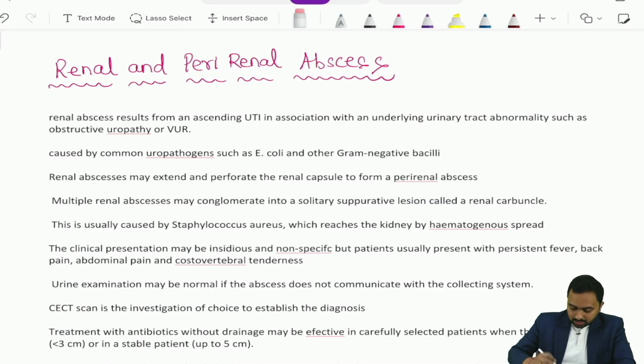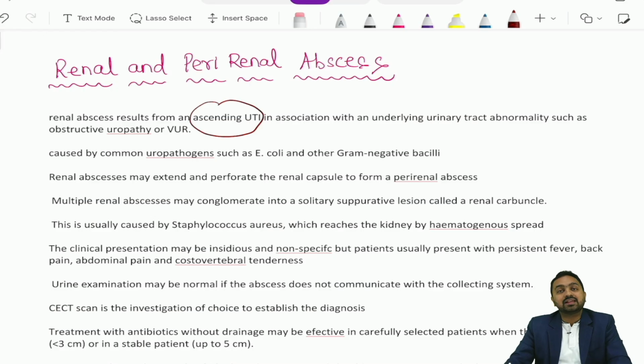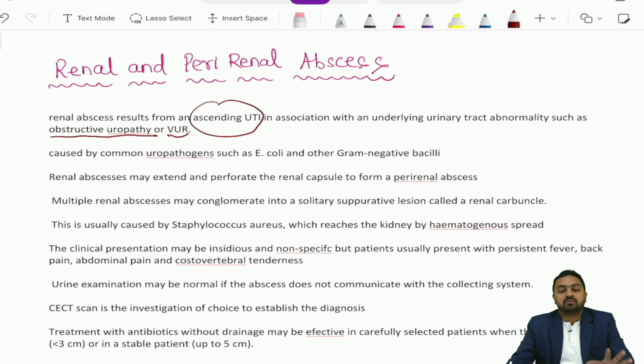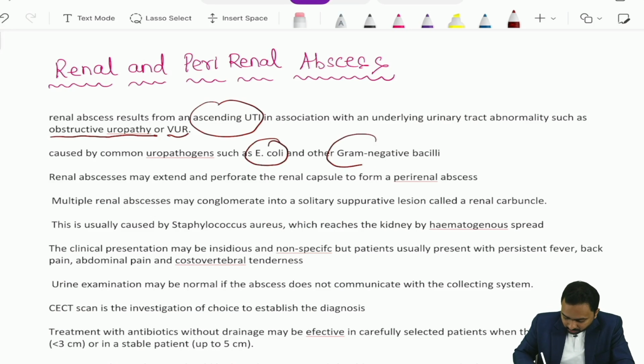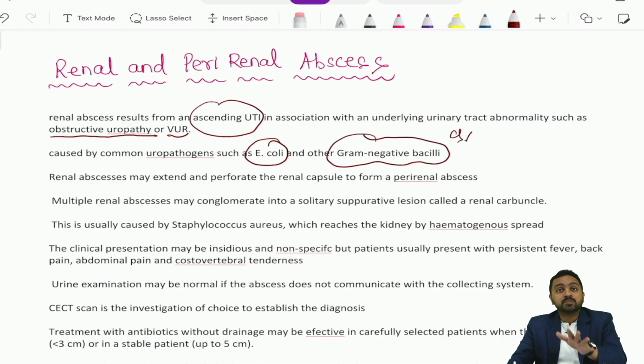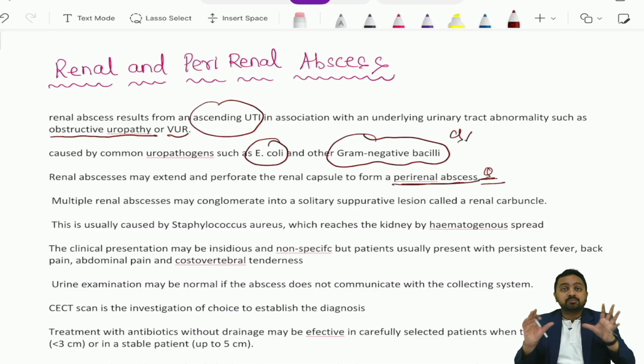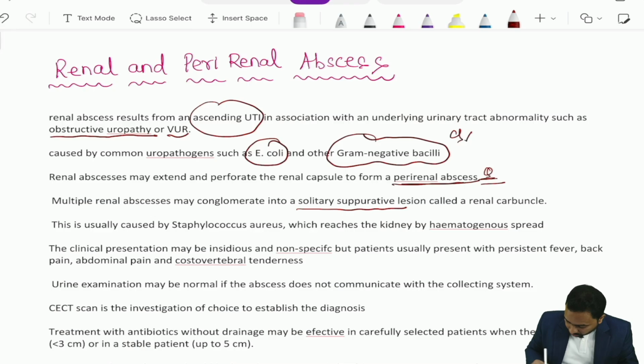It usually occurs as a result of an ascending UTI in association with an underlying urinary tract abnormality such as obstructive uropathy or VUR. This is caused by uropathogens such as E. coli and other gram-negative bacilli. Renal abscess may extend and perforate the renal capsule to form a perirenal abscess. Multiple renal abscesses may conglomerate to form a solitary suppurative lesion. This is called a renal carbuncle.